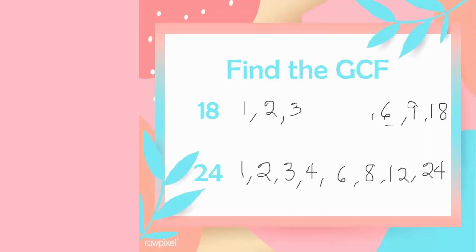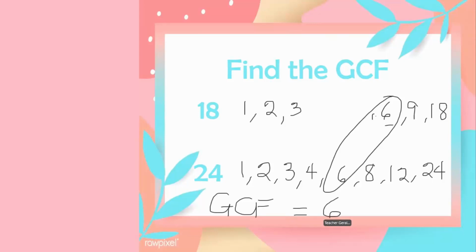Now, we still won't stop there because we still haven't got the greatest common factor. The common factors of 18 and 24 include 2 and 3, but they are not the greatest. The greatest is 6. So the GCF of 18 and 24 is 6, and we can divide 18 and 24 by 6.